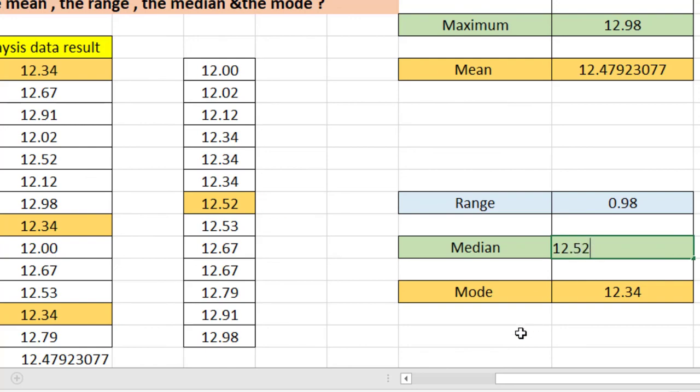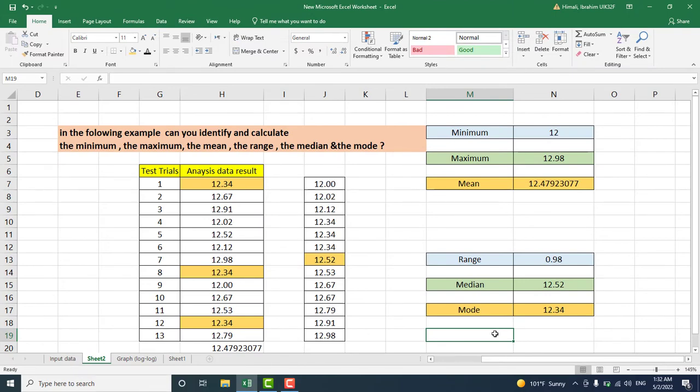0.52 as a median. I hope this one is clear for you guys.